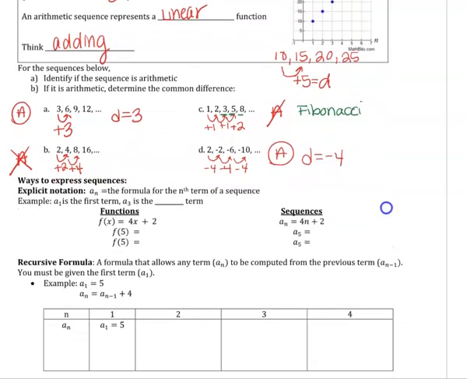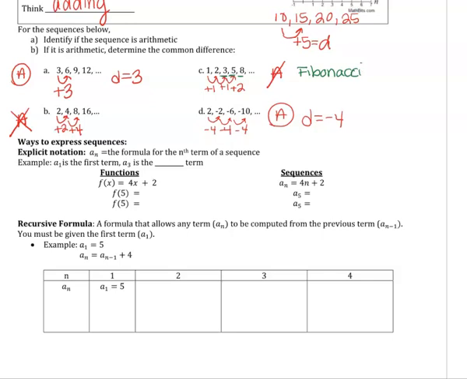All right, so how do we express our sequences? First is explicit notation, which is a sub n equals the formula for the nth term of the sequence. All right, I literally want you to write this in your notes, because I want you to know how to say that. Sub meaning like a subscript. That's why the n is below. So a sub n. So the n represents the number term in the sequence. So a sub 1 is representing the first term. So a sub 3 would represent the third term.